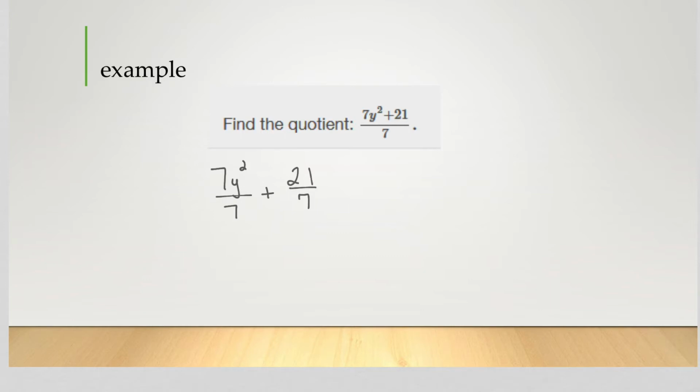And now we can simplify each piece of that. So right here, the 7's cancel, so you're left with just y squared. And right here, 21 divided by 7 is 3. So there's our final answer.